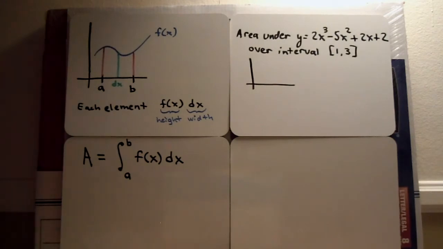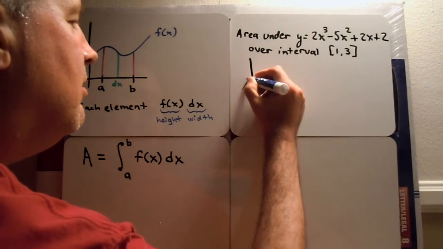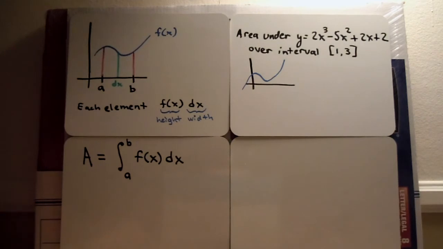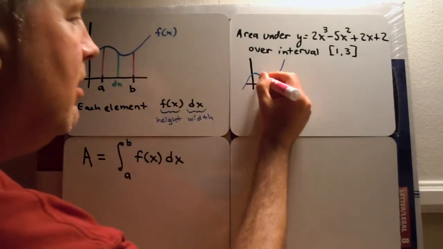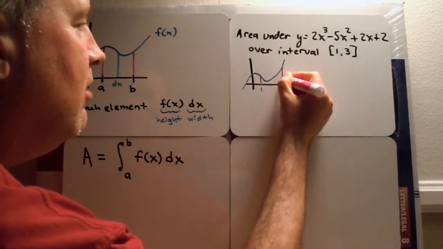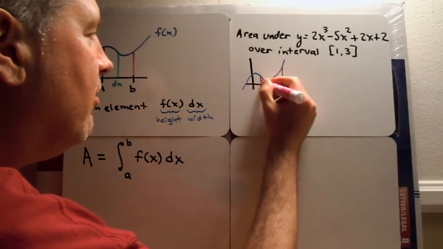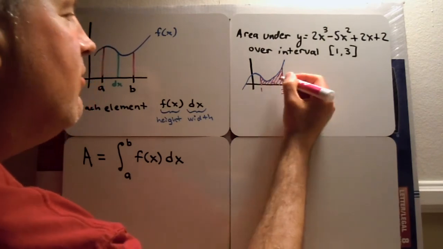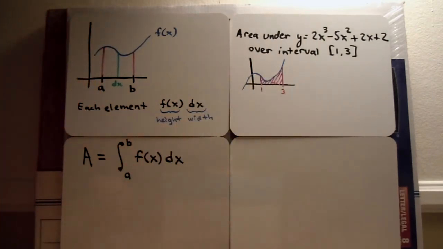So in our example, we're going to find the area under the curve y equals 2x to the third minus 5x squared plus 2x plus 2 over the interval from 1 to 3. So the picture is going to look something like this. Comes back down and goes up again. And we're looking at the interval from 1 to 3. So that shaded region right there, we're looking at what is the area of that region.